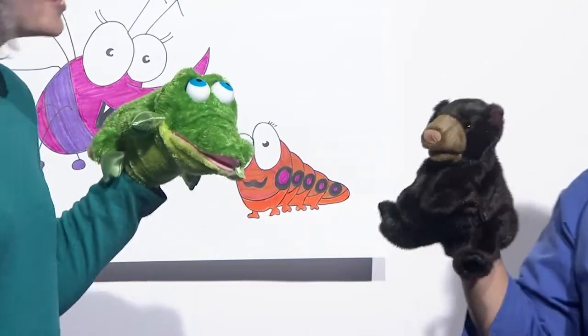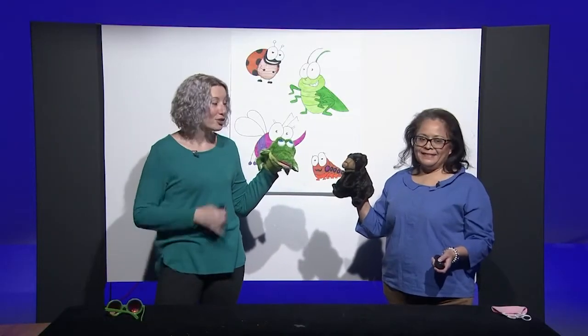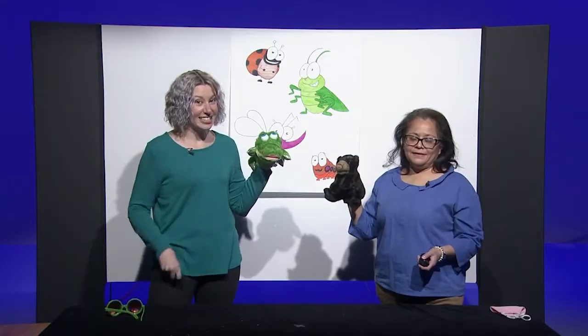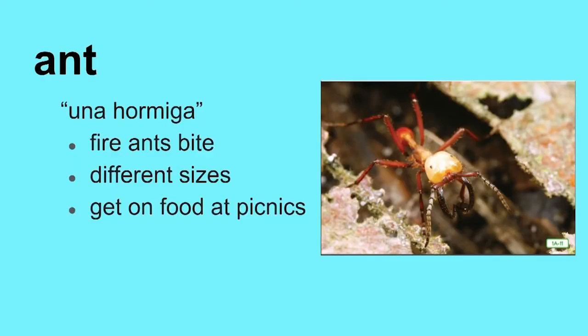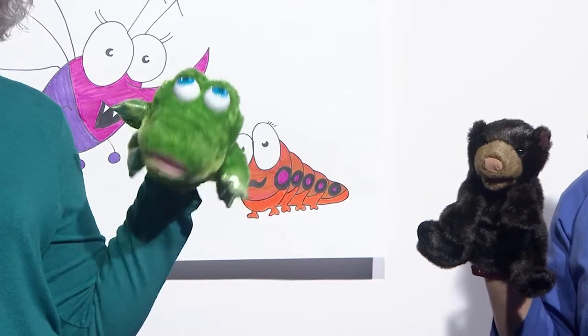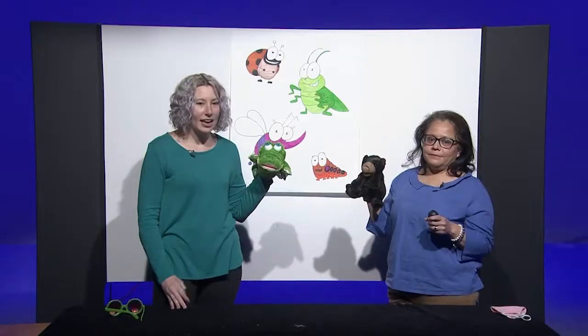You two did so great on that word. I'm sure you'll know what this next word is. This insect is an ant. We call them hormigas in Spanish. That's right, Bud. Great job. I don't like ants. They bite. You're right, Allie. Ants do bite.